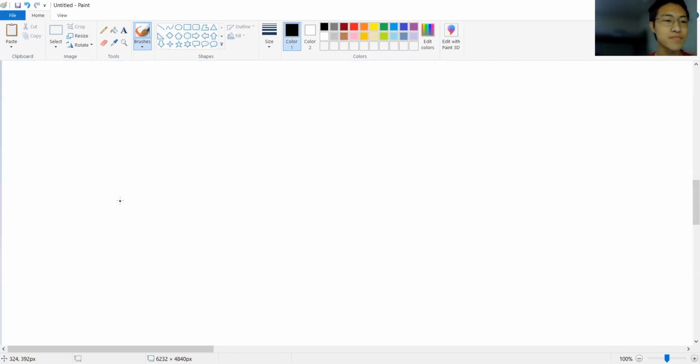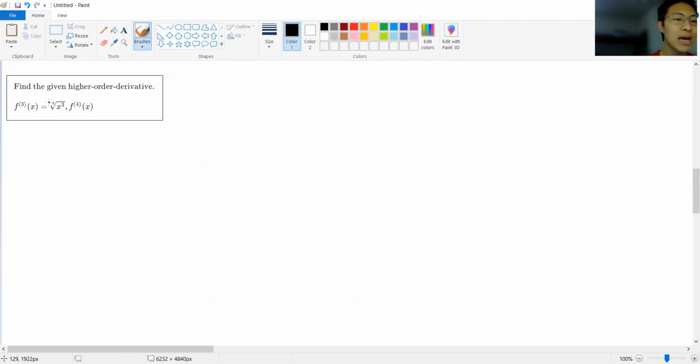It's pretty straightforward. So now we have a little bit of a different problem. Find the given higher order derivative. And so what they're giving you is the third derivative, but they're just asking for the fourth derivative. So what you can really think of, to make it easier notationally to comprehend, they're really just giving you some function. I'm going to call it g because it's a different letter than f.